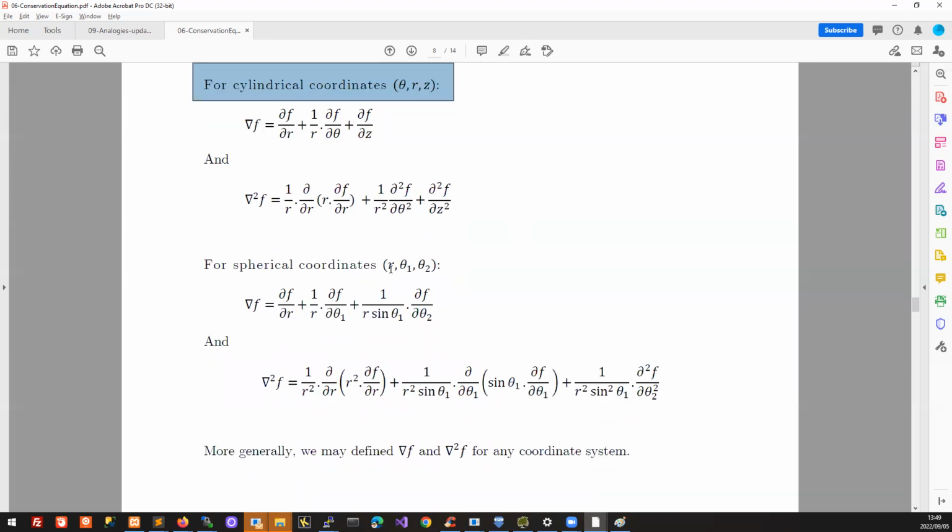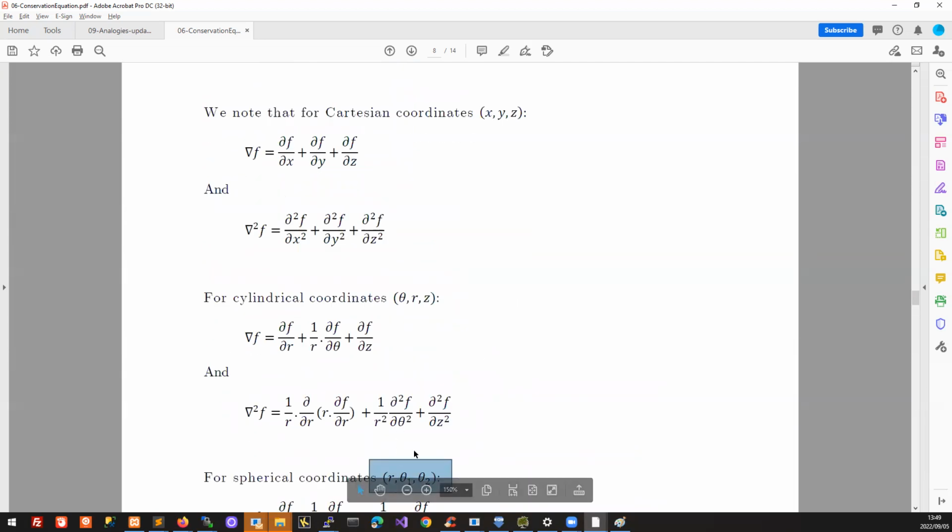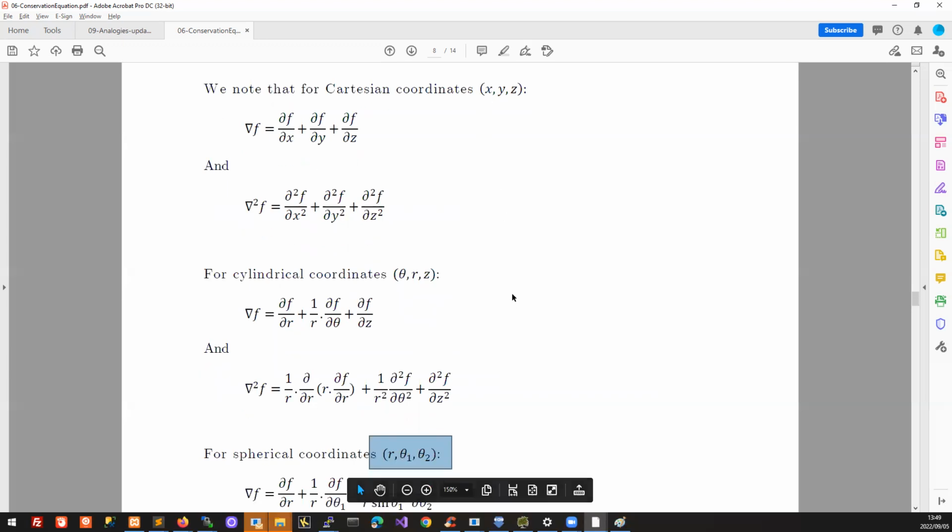For spherical coordinates, we have r, theta 1, theta 2. And the relationship between x and r, theta 1, theta 2, I think it's x equals r cos of theta 1 times sine of theta 2, and so on. So you can define the relationships. You just have to draw out the geometry.